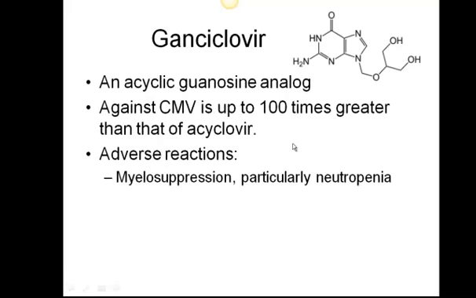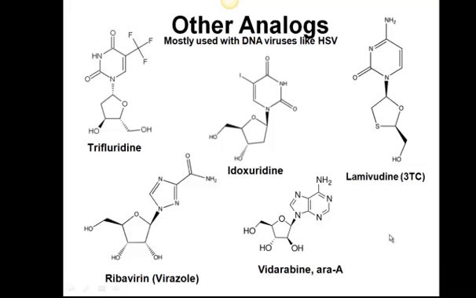And then ganciclovir is another cyclic derivative. And this one is more specific against the cytomegalovirus and has much better efficiency in this case against the cytomegalovirus. So it has 100 times greater efficiency than the acyclovir does. And then you also see myelosuppression and also neutropenia as side effects using these acyclic derivatives as well.